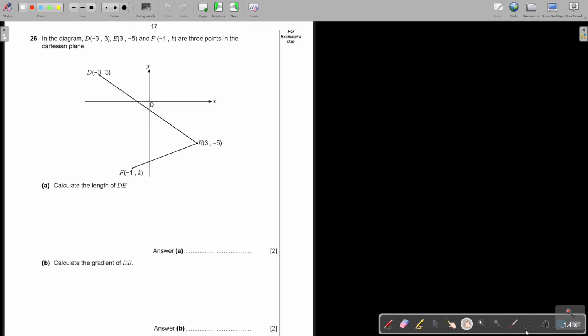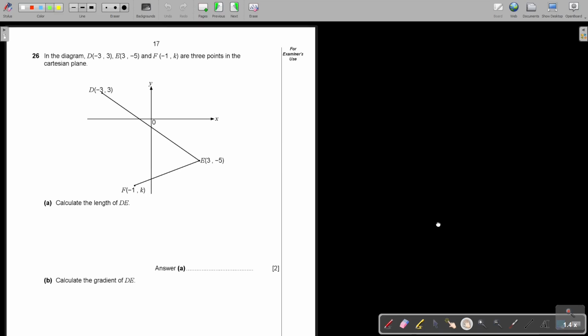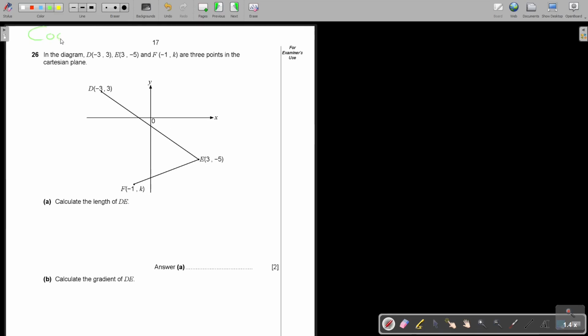Question number 26. In the diagram, D (-3, 3), E (3, -5), and F (-1, k) are 3 points in the Cartesian plane, and they show you. Okay, calculate the length of DE. Now, what is this topic? This topic is coordinate geometry. And there, this is the length of a line segment.